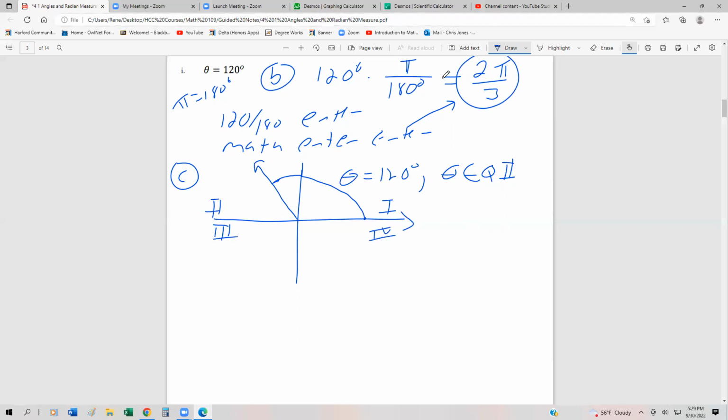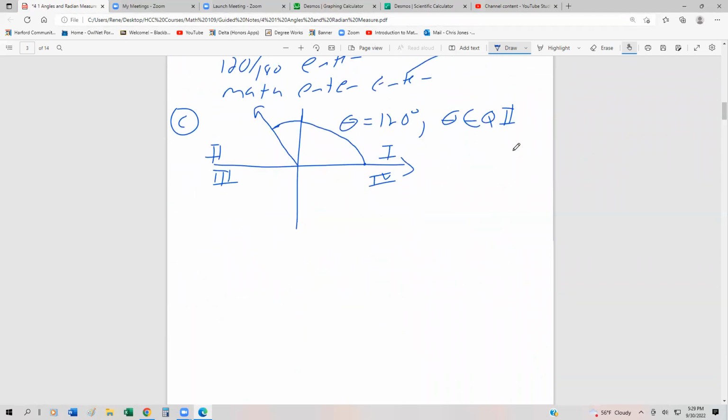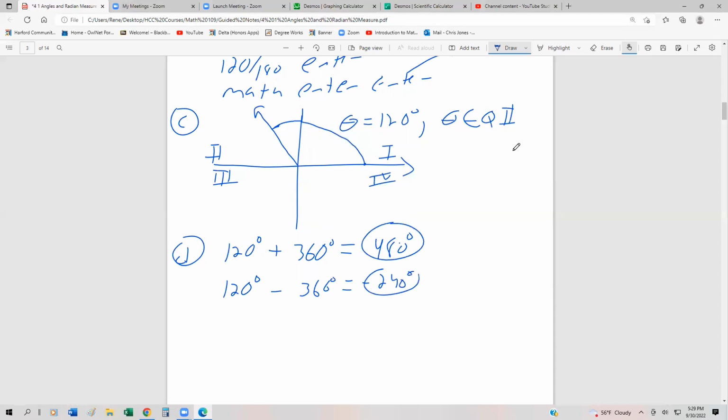The last part is probably the easiest part of everything. Name two coterminal angles. Remember, coterminal means that they share the same terminal ray. For part D, one way we can do this is to take the initial angle theta, which is 120, and add 360 degrees. That's going to be 480 degrees. Another coterminal angle is to subtract 360 degrees, which is going to be negative 240 degrees. This trick always works to find a coterminal angle: add 360 and then subtract 360.